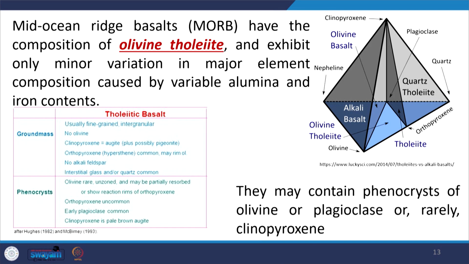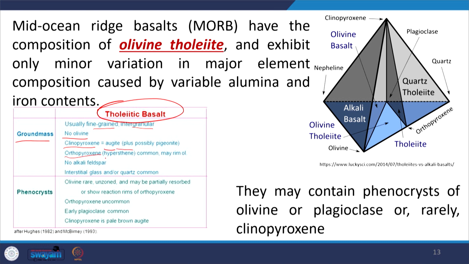Mid-oceanic ridge basalt has this composition of olivine tholeiite, and it exhibits only minor variation in major element composition caused by variation of alumina and iron content. Now, if you see this tholeiitic basalt, what are its characteristics? You can say the groundmass is usually fine grained, it is intergranular, with no olivine, and the clinopyroxene is what is called augite.